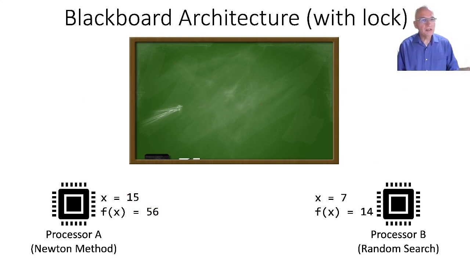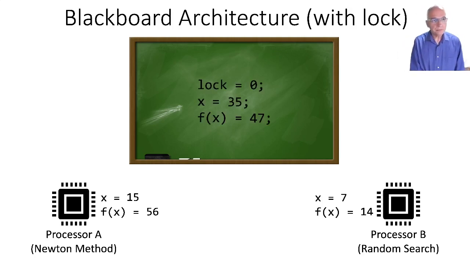So let's repeat now this interaction between processor A and processor B, but now we're going to be using a lock in our blackboard architecture.